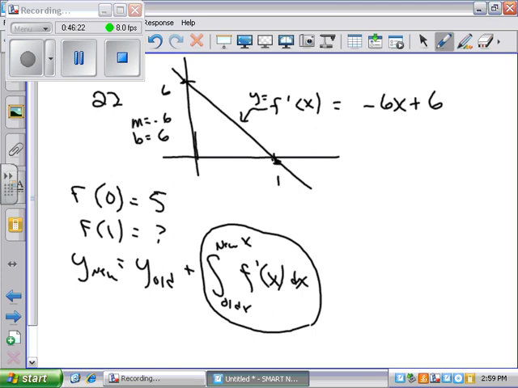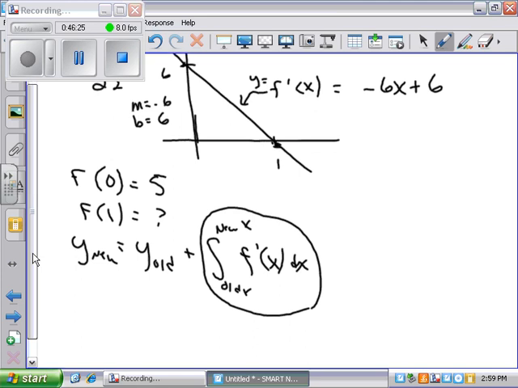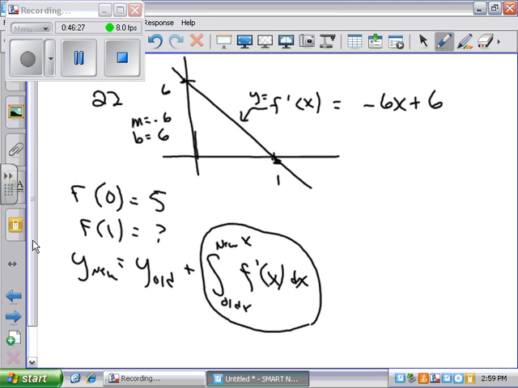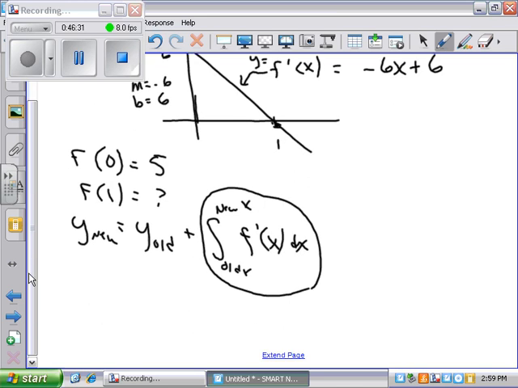We could save ourselves time. We wouldn't even have to get the equation. Holy mackerel, that was a good idea. What is the area of that? 3, right? So if I want to know what y is at 1, it's the old y, which was 5, plus the change, which is 3, so 8. D as in derivative. Okay.